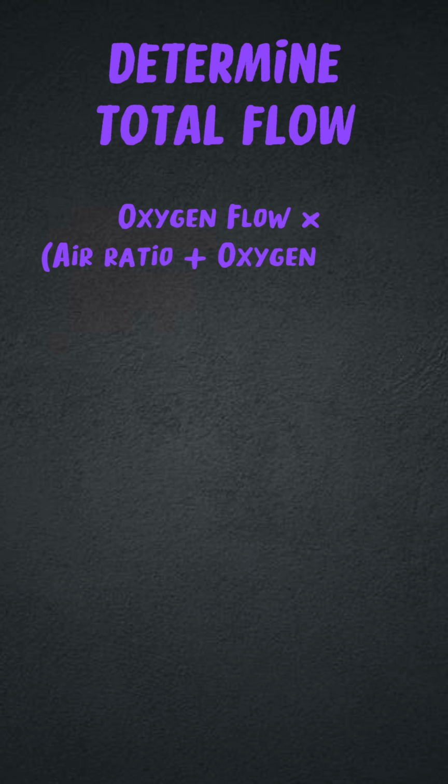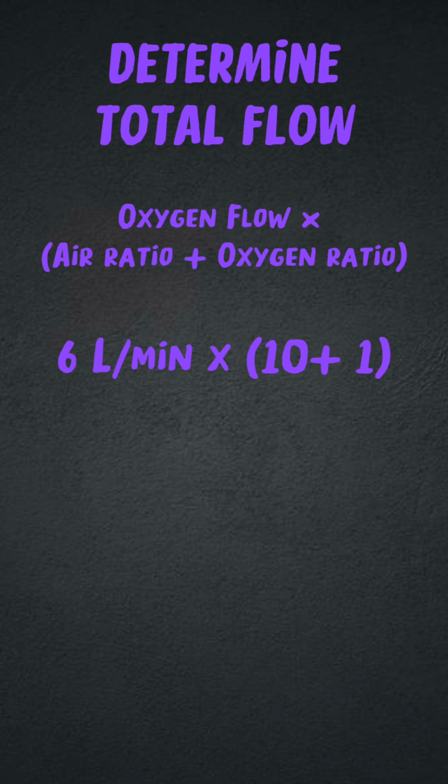Now you use that same formula to calculate total flow. The total flow equation is multiplying the oxygen input flow by the total of the air and the oxygen parts. So for our 28% air entrainment mask that has a 6 liter per minute input flow, we end up with 6 liters per minute times the total of 10 plus 1, which is 11. We multiply 6 times 11, and the result is 66 liters per minute. That is the total flow of a 28% air entrainment mask with a 6 liter per minute oxygen input.